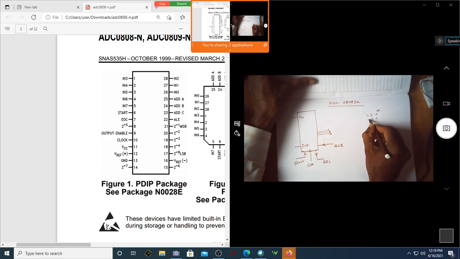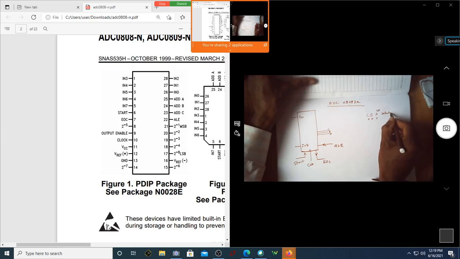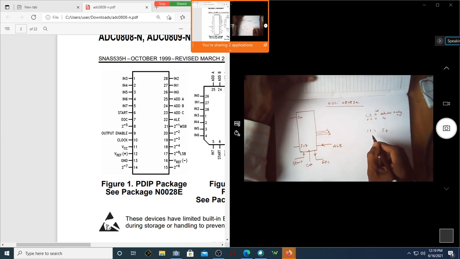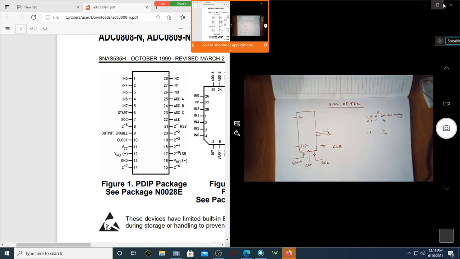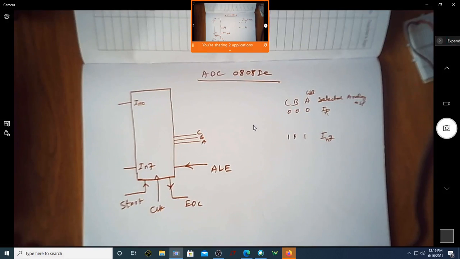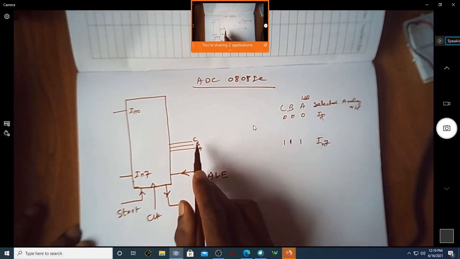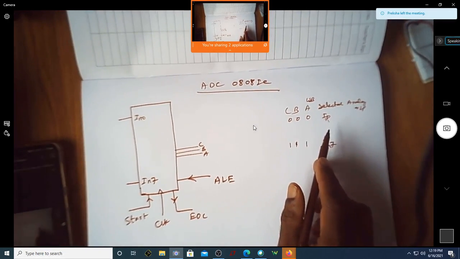If it is 000, I will be selecting the analog input IN0. If it is 111, I will be selecting IN7. Correct? Is that fine? Is it visible? So depending on the values of ABC, I will be selecting the corresponding input. Correct?